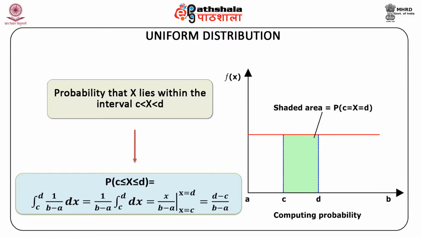The probability that c ≤ x ≤ d is the integral from c to d of 1 divided by (b minus a) dx, which is equal to 1 by (b minus a) times the integral from c to d of dx, which is equal to x divided by (b minus a), evaluated from x equal to c to x equal to d, which is equal to (d minus c) divided by (b minus a). This is shown by the shaded area in the figure.